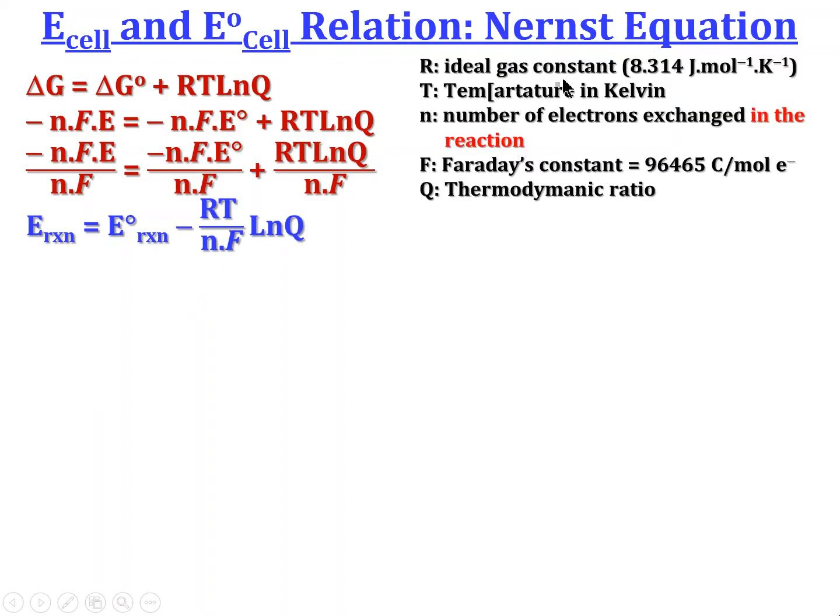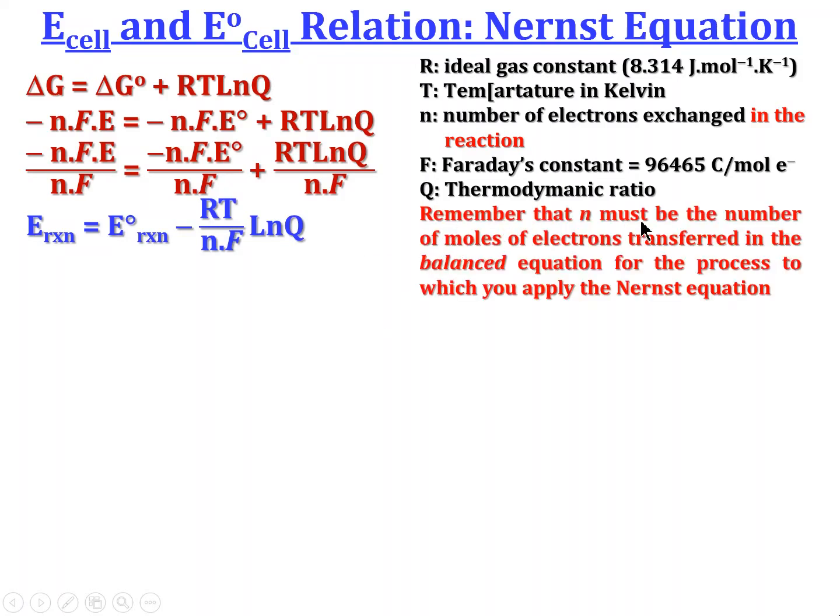R is the ideal gas constant equal to 8.314 joule mole minus 1 Kelvin minus 1. T is the temperature in Kelvin. N is the number of moles of electrons exchanged in the reaction. F is the Faraday constant. And Q is the thermodynamic ratio. To note, for solids we use the value 1. For ions we use concentrations. And for gas, we use pressure.